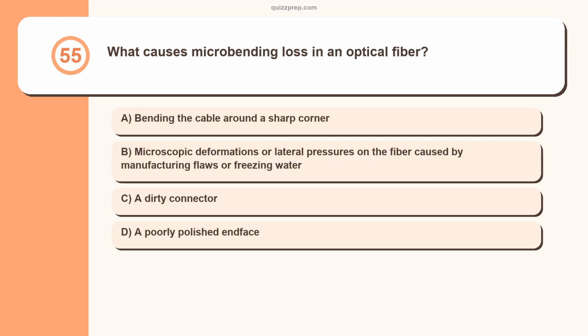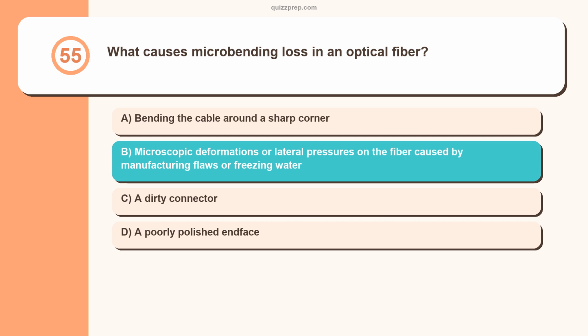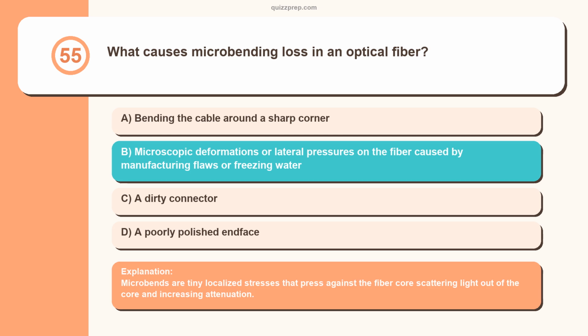Question 55. What causes microbending loss in an optical fiber? Bending the cable around a sharp corner. Microscopic deformations or lateral pressures on the fiber caused by manufacturing flaws or freezing water. A dirty connector. A poorly polished end face. Microbends are tiny localized stresses that press against the fiber core, scattering light out of the core and increasing attenuation.